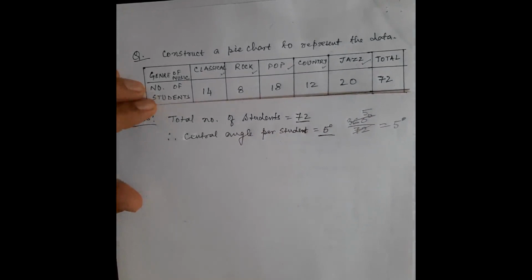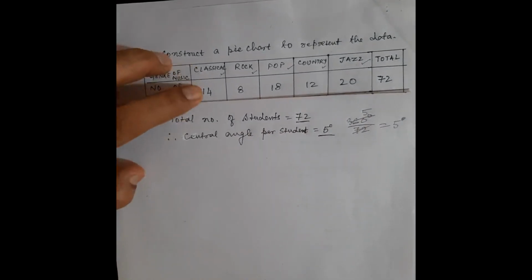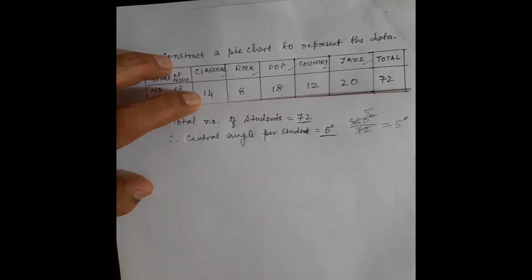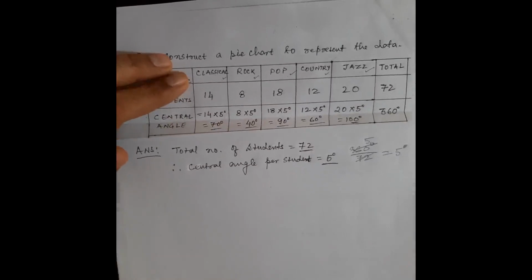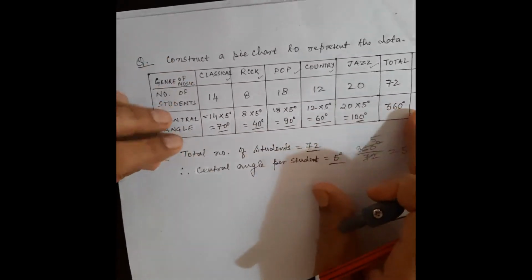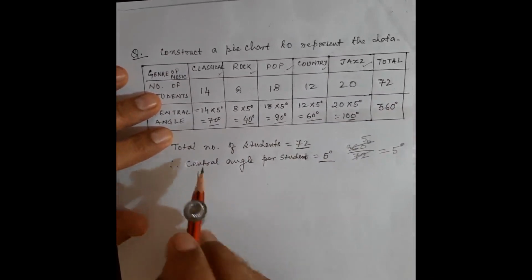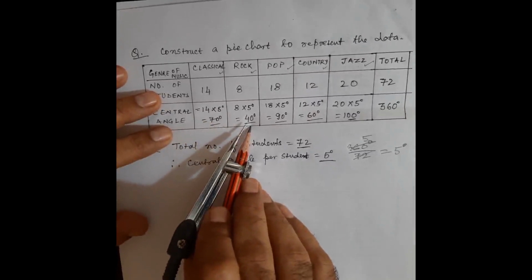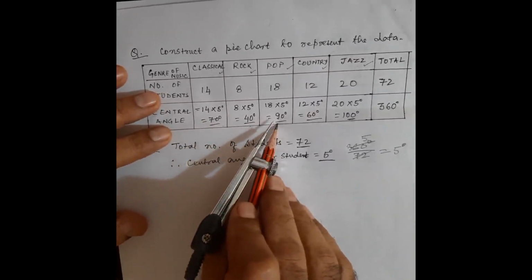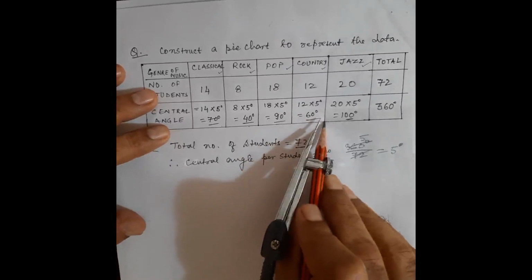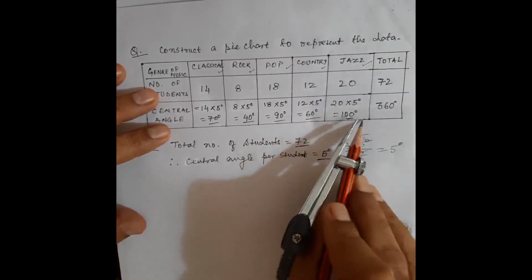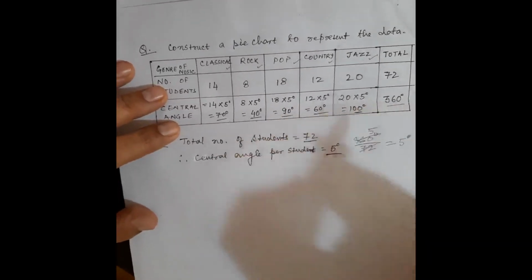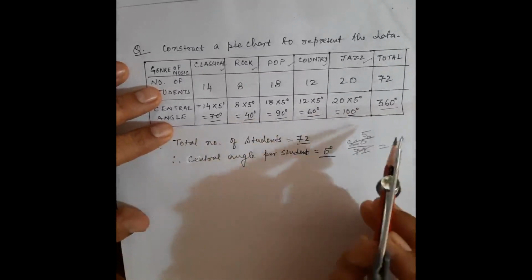Now if I want to find the central angle for each component, like for classical there are 14 students, what will be the total angle for classical music? You simply multiply by 5, which I have already done here. You can see it is 14 multiplied by 5, that is 70 degrees. 8 multiplied by 5 is 40 degrees. For pop music, the central angle is 90 degrees. For country music, the central angle is 60, and 100 for jazz music. So the total central angle comes to 360. It means our calculation is perfectly all right.